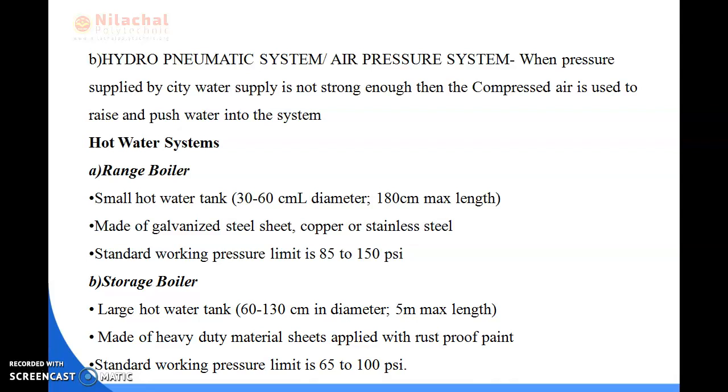So next we will be reading about the hot water system. The hot water system consists of two types. First is the range boiler, next one is the storage boiler. What do you mean by range boiler?